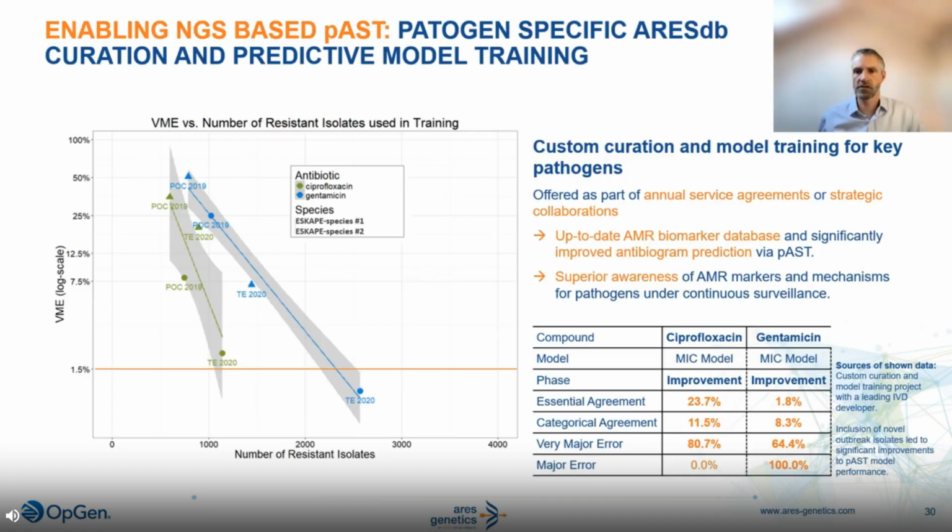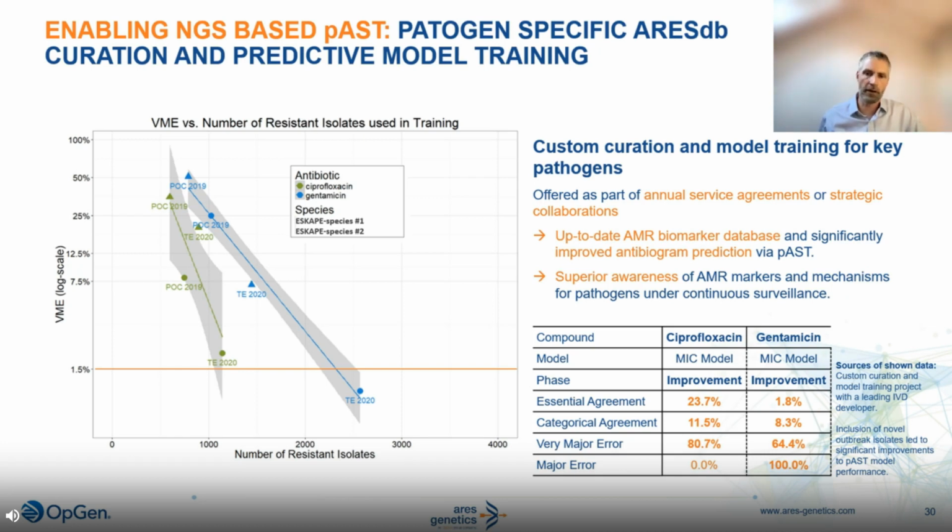This slide shows the results of such an effort to improve model performance for a given drug-bug combination through focused biocuration and model training. Together with our partners, which include, for instance, reference labs, we generate and aggregate isolate genomes and the corresponding phenotypic data on AMR. The data show that by selectively increasing the number of data sets from isolates with specific phenotypes, we can systematically improve categorical agreement as well as errors, shown here by the decrease of the so-called very major error rate, which is the false susceptible rate.